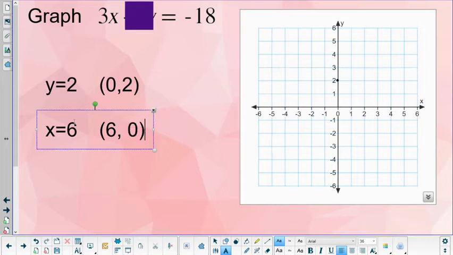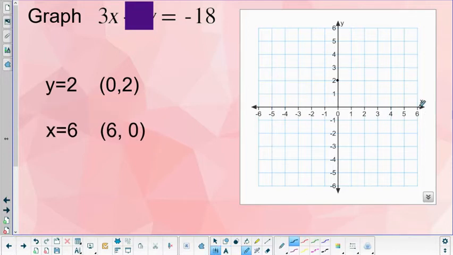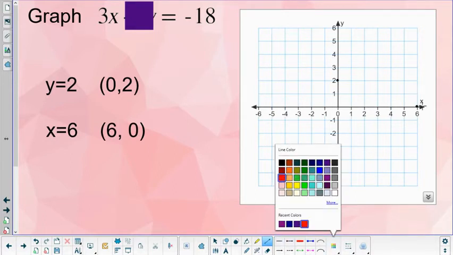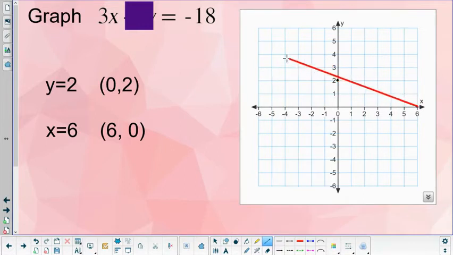So one of yours will always be 0, depending on if it's the x or the y-intercept. Okay, so 6, 0 on my graph would be all the way over here. And then all I would have to do is take my line and connect the dots. Let's make it a different color since I used black. All right, pretty easy. Once you have 2 points, you can graph your line.